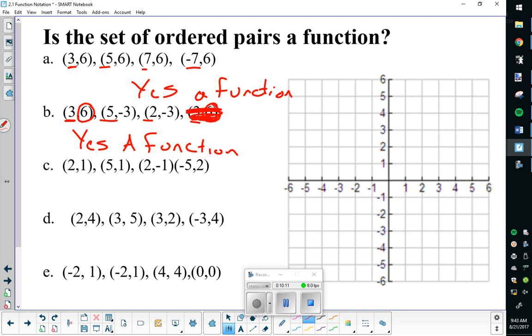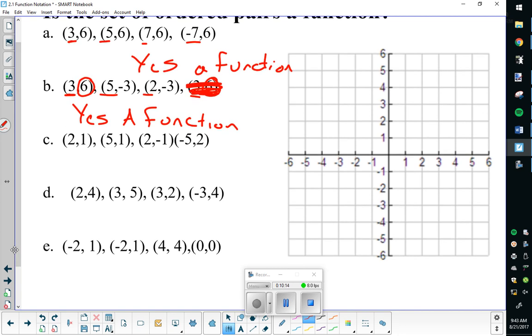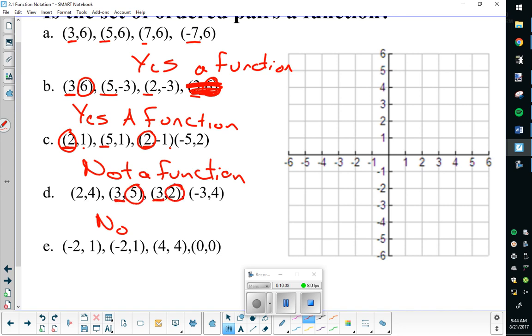Letter C, say yes or no when I count to 3. 1, 2, 3. No, let's look why. 2, 5, 2. Uh-oh. X is repeated. Different y's? Yeah, that's bad. Okay, so that one's not a function. Krista, what do you think on D? Yes or no? No, why not? The 3's repeat to 2 different y's, so that one's not a function.